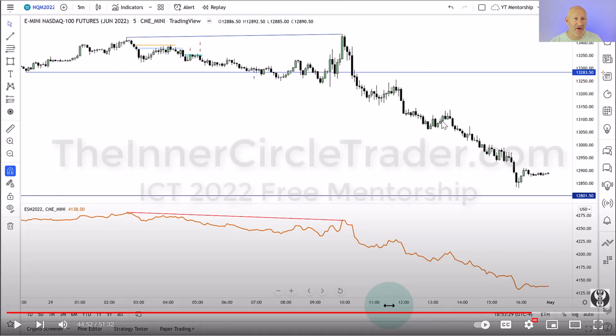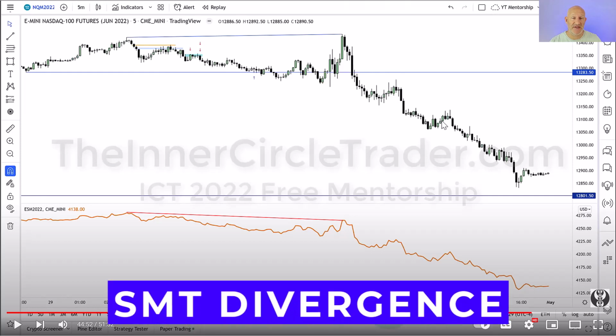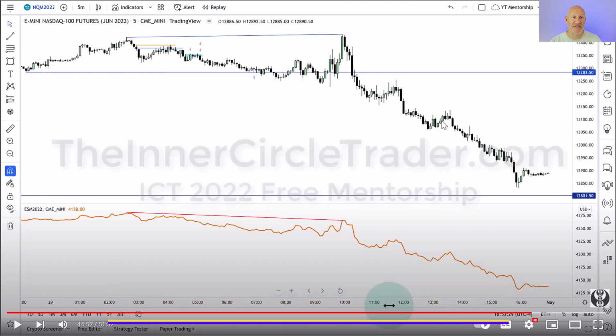The next topic we want to introduce into today's video is ICT's SMT divergence, and SMT stands for smart money technique. What we're looking at here is a stacked chart where we have the NASDAQ on the top and the S&P on the bottom. We're looking at the 5 minute chart, and effectively at a range from about 2 o'clock in the morning to around 10 o'clock in the morning.